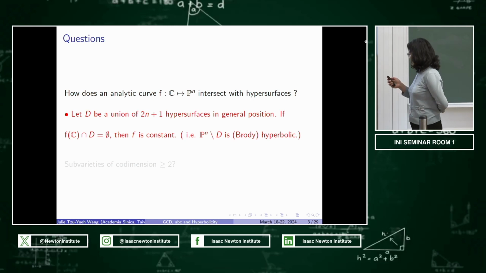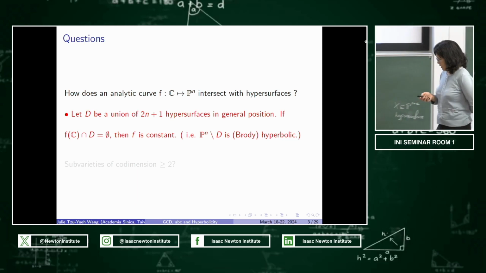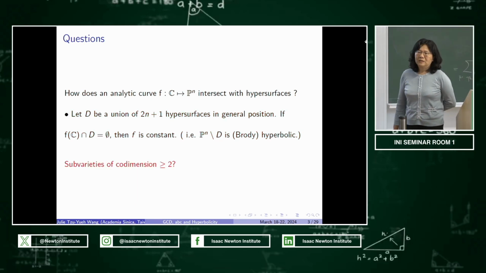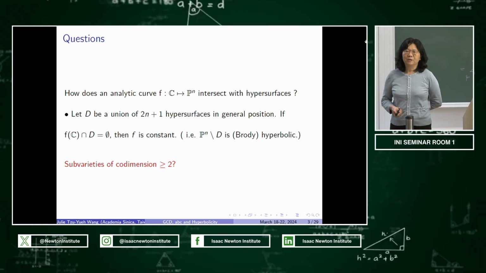It tells you that if you have 2n plus 1 hypersurfaces in general position, then the map must be constant. So what does this tell us? In general, an entire curve must intersect a hypersurface, and if we miss too many hypersurfaces, then it has to be constant. So for divisors, it has to intersect. Then the question is, what do we expect for a variety of codimension 2?